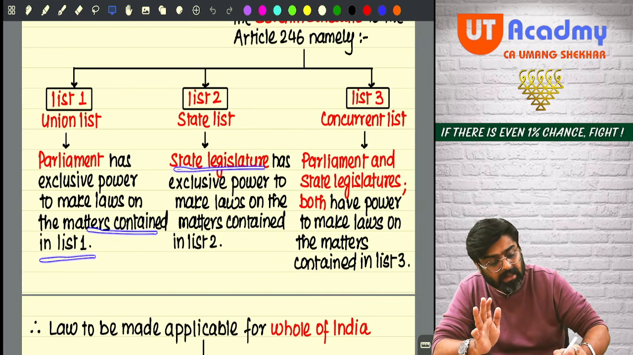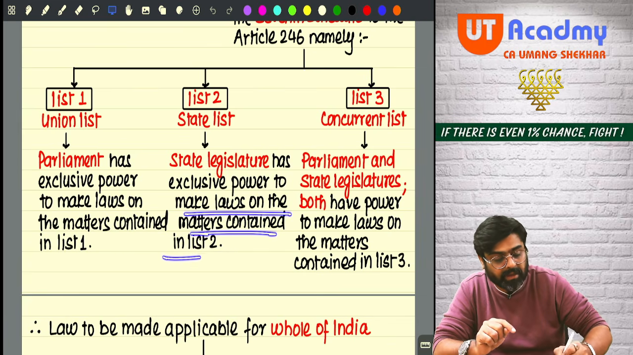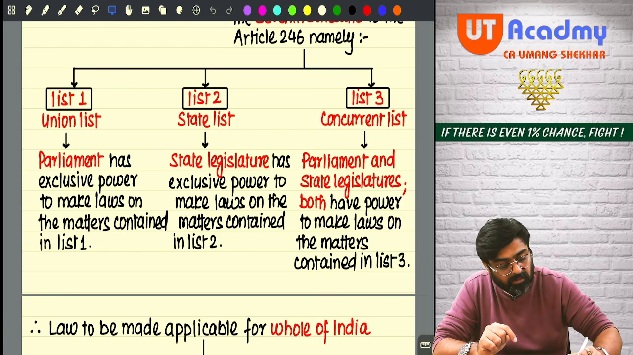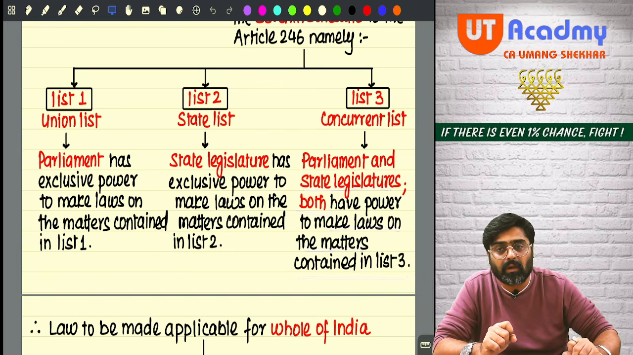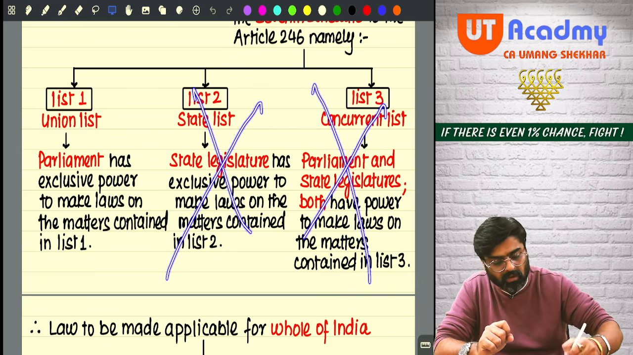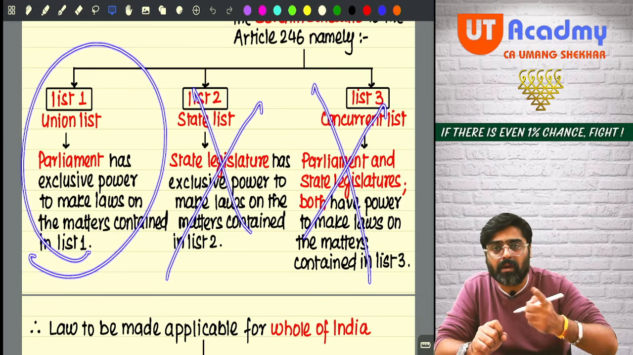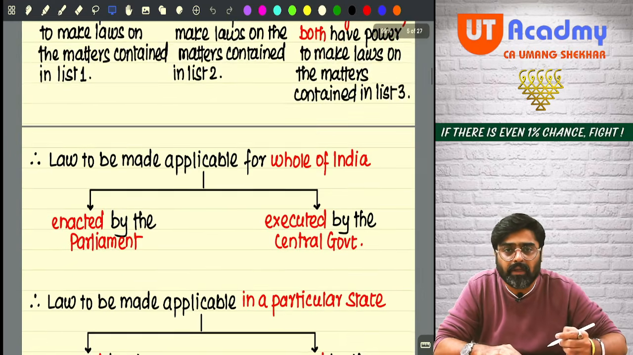Then state legislature has exclusive power to make laws on the matters contained in list 2. And Parliament as well as state legislature both have power to make laws on the matters contained in list 3. Now, are we concerned about these 2 lists? No, I'm concerned about list number 1.